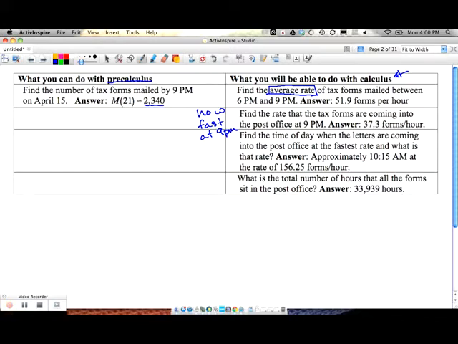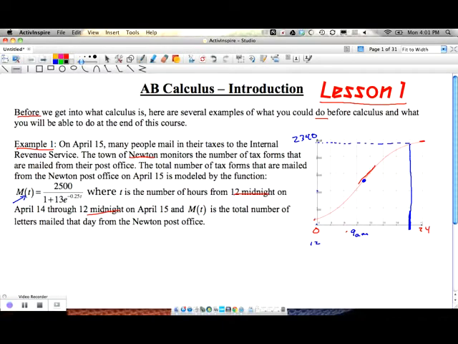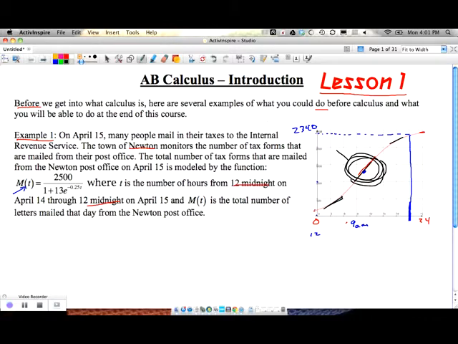That's what we can look at, not just the actual value there, but how fast is that happening. Find the time of the day when the letters are coming to the post office at the fastest rate. It's actually about 10:15 a.m. and if we take a look at the picture here, it's about here, about 10:15, right there in the middle. And you know that because we'll get more into that later, but the general idea is that the slope is greatest at that point. So if I were to draw a line here that kind of looks like the slope, that's the most positive slope because we're still positive everywhere else, but that's the most positive slope. So that's kind of what we're looking at right there.